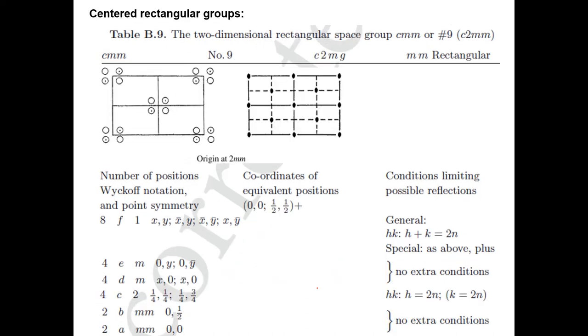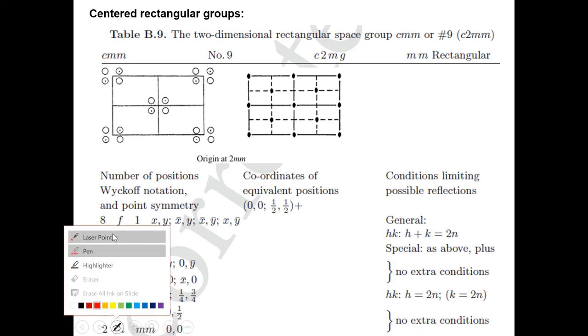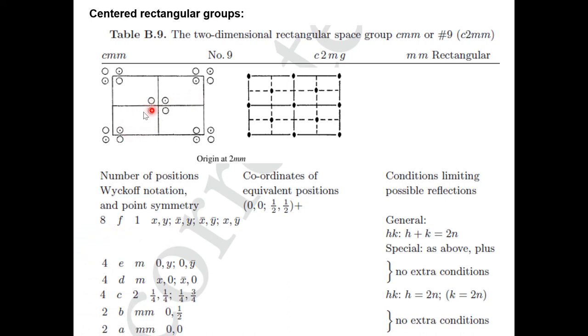So this is another example, just to illustrate that we can also have centered rectangular unit cells. This is a rectangular unit cell in which you have a motif here at the vertices, but also at the center of the unit cell. So for rectangular cells, you can have centered ones. This is an example of that.